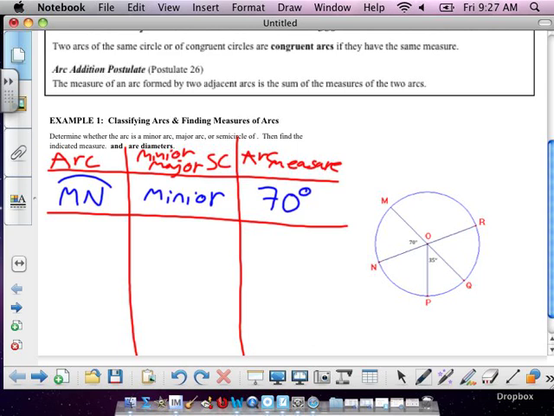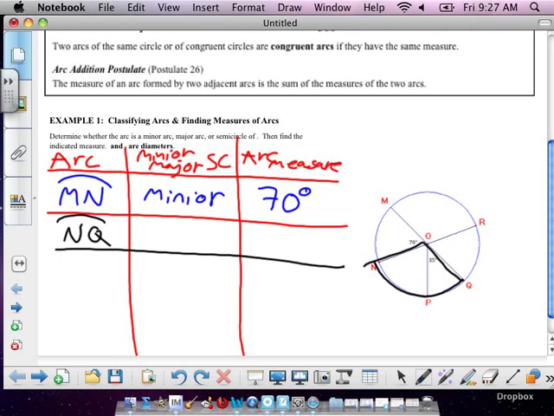Okay, let's look at NQ. So we've got N to Q. What do you think, minor or major? Minor. Now, the tougher part. Am I spelling minor right? No. M-I-N-O-R. Okay. So, how are we going to figure out the degrees of this? We don't have them all written there.